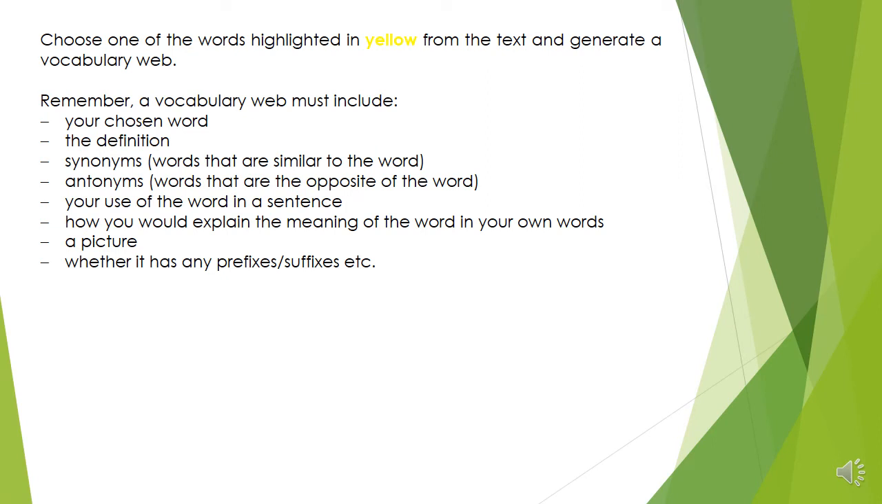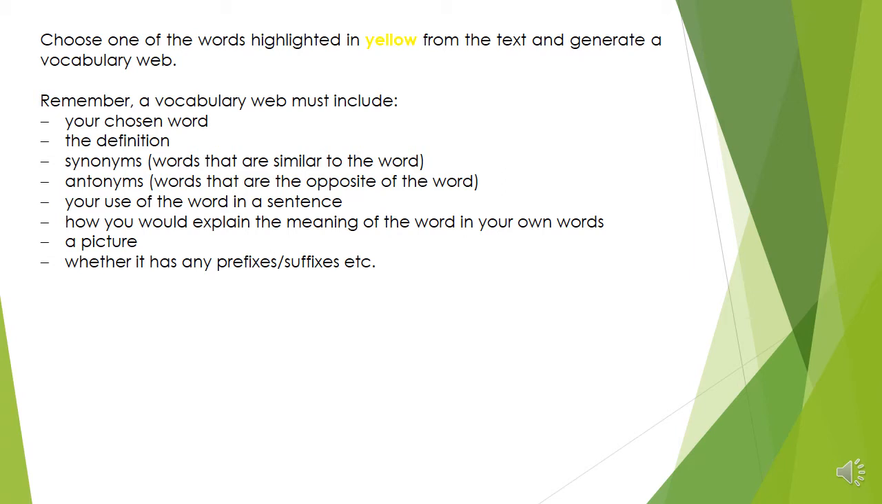Today's lesson is about looking at the words that were highlighted in yellow. And you're going to pick those out of the text. You don't have to do all of them. You may want to do all of them. You may only want to do 1 or 2. And you're going to make a vocabulary web. So remember, a vocabulary web includes your chosen word, whatever word you've picked from the text that was in yellow. And you're going to write the definition.